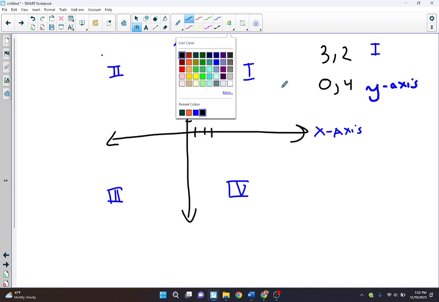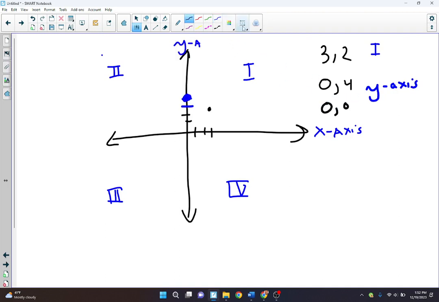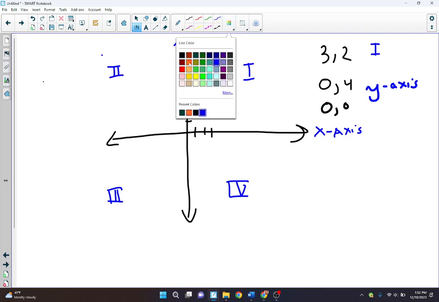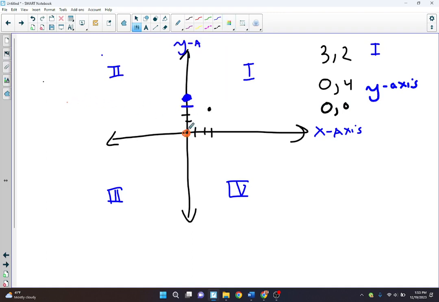If I ask you for 0, 0, what do we call 0, 0? No, in a graph. It's the center. It is the center. What do we call that? Starts with an O. Absolute 0. Or origin. I don't know how to spell origin. Origin. O-R-I.